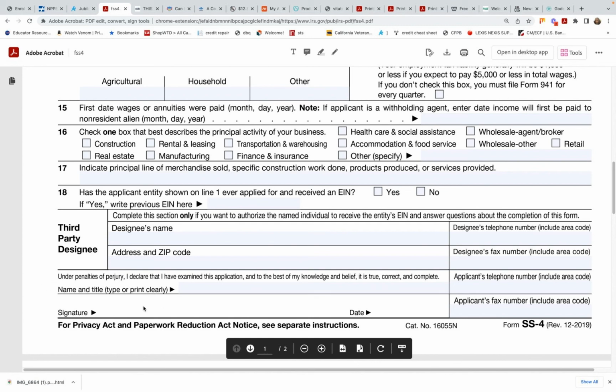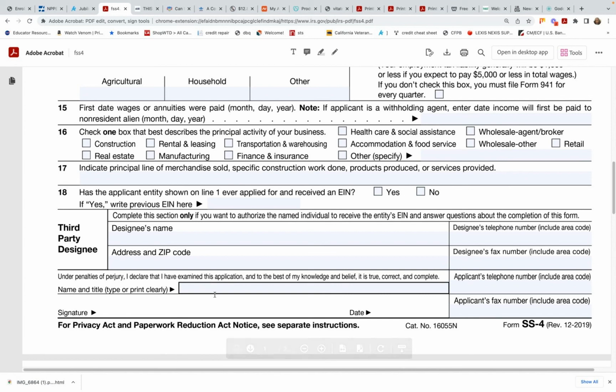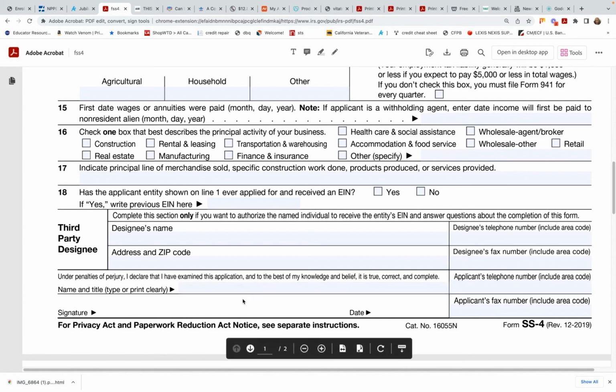If somebody is going to be requesting this as a third-party designee for you, you need to make sure that you print and sign. The IRS is absolutely going to be looking for that. No one should be able to request on your behalf without your permission. And how you show your permission is by putting your name, your title, signature, and the date.